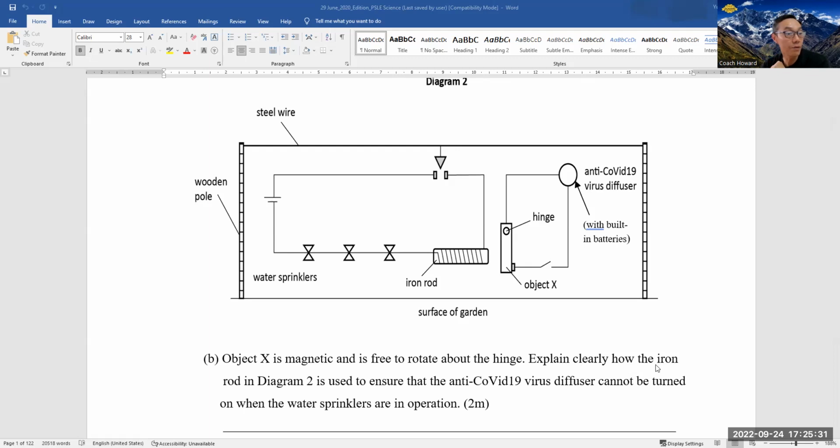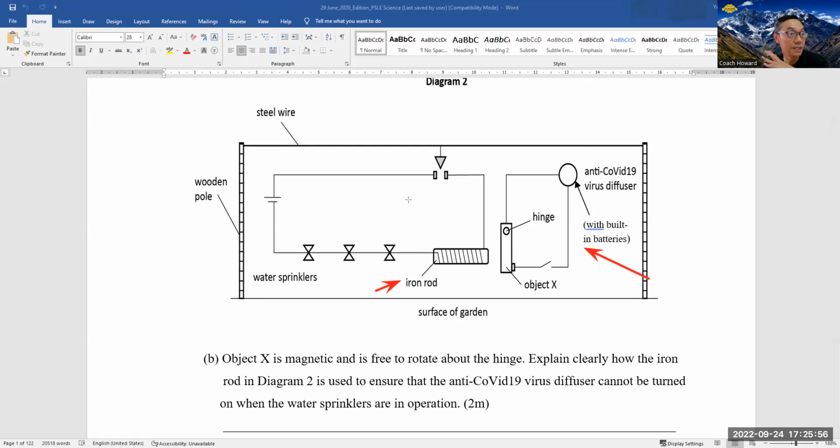Explain clearly how the iron rod here is able to turn. Okay, this part, this iron rod. Explain clearly how this iron rod is used to ensure that this diffuser cannot be turned on when the water sprinkler is in operation.